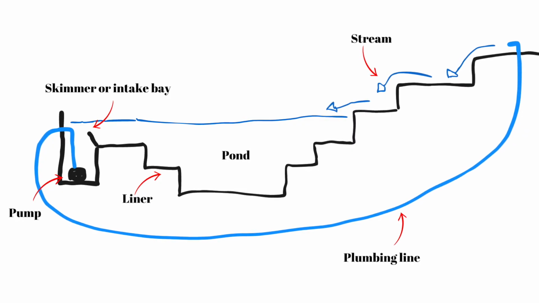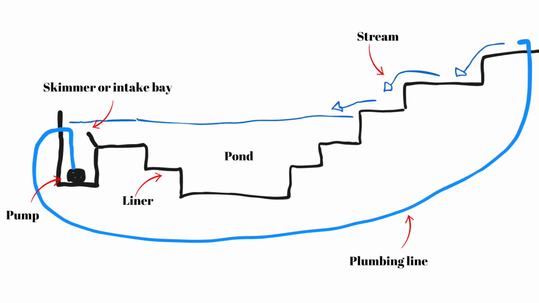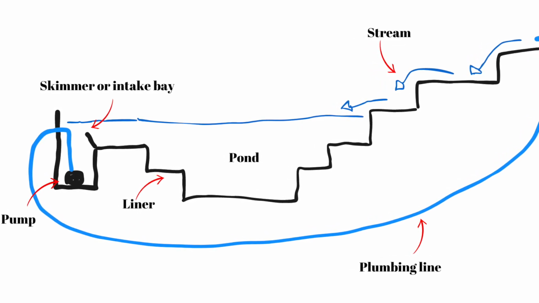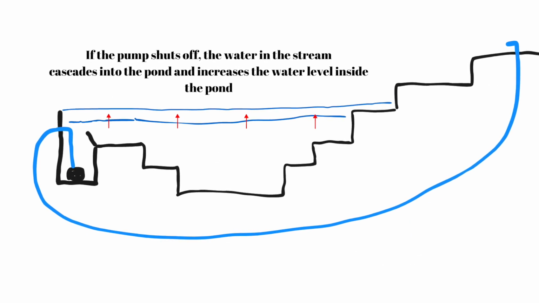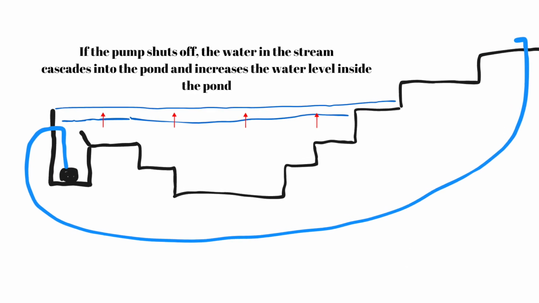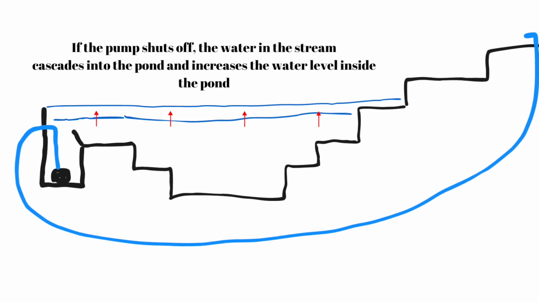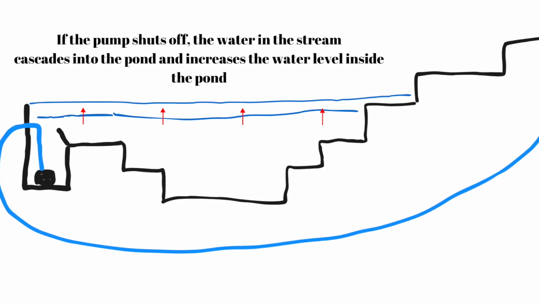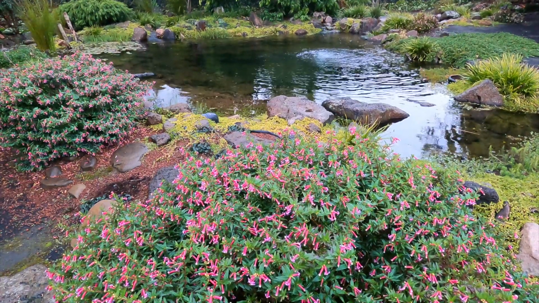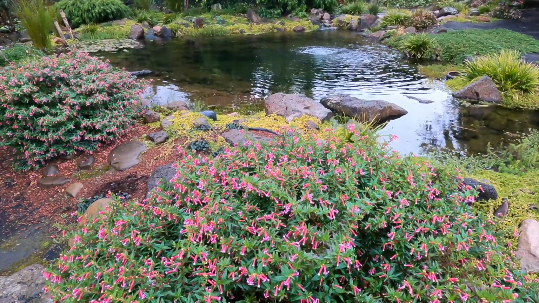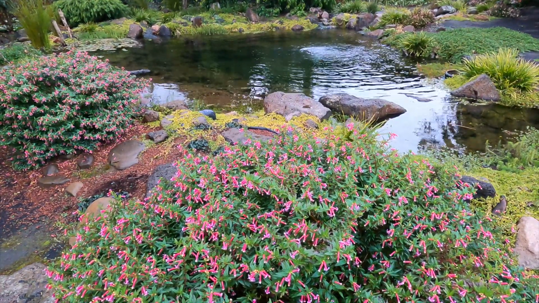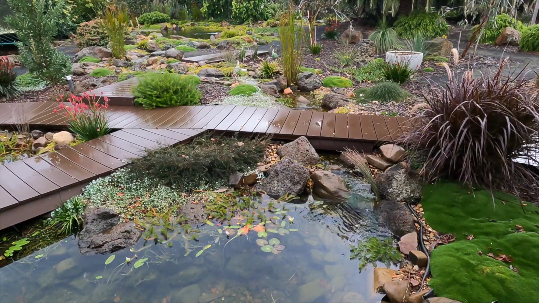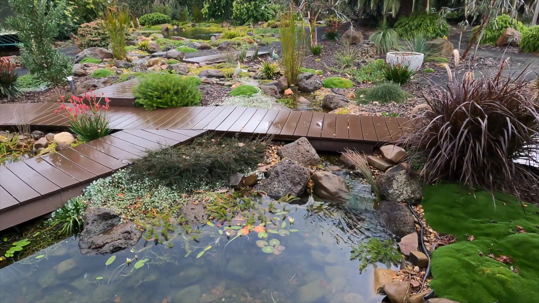Okay, so if we have a pond and a stream, the pump is sending water to the top of the stream and it returns to the pond via gravity. If the pump is turned off or shuts off due to a power outage, all the water inside the stream will return to the pond. If the pond's already full, the pond overflows. So you're thinking, well, that's no big deal, and it probably isn't, especially in a large pond with a small stream. But if you have a lot of water in the stream, it can create a bit of an issue.